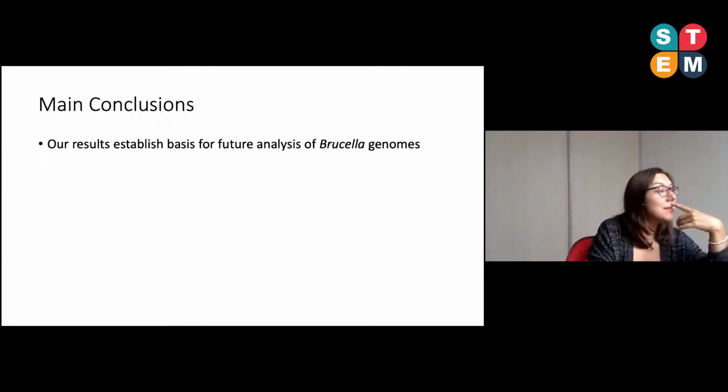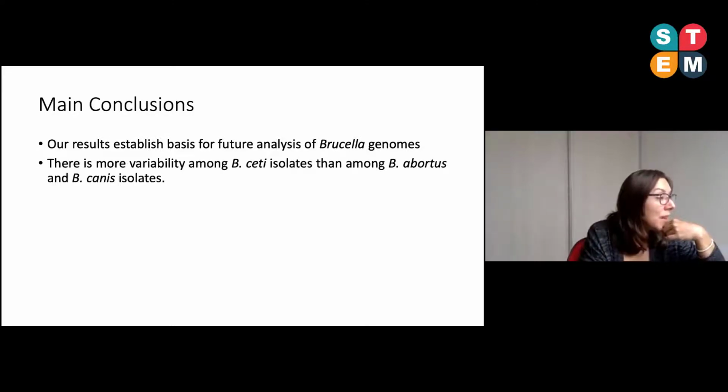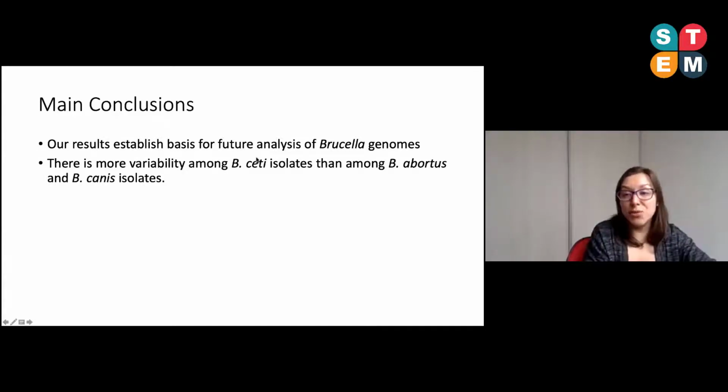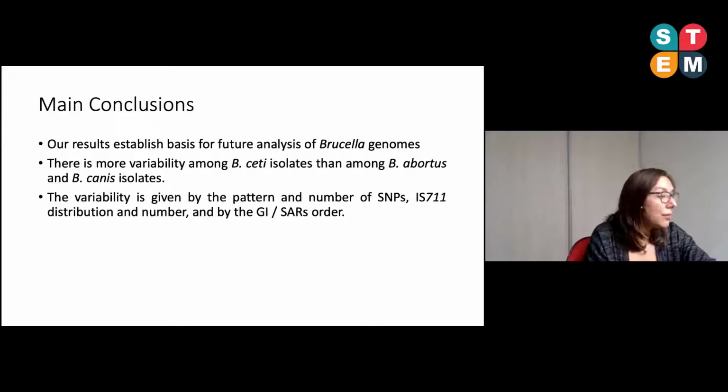So the main conclusion is that our results establish basis for future analysis of Brucella genome because we use this workflow of SNPs to the genomic island and insertion sequence analysis that I was showing to you. There is more variability among Brucella ceti than among Brucella abortus and Brucella canis. The hosts for Brucella ceti are wild animals, so there is no a bias in the immune system for these animals.